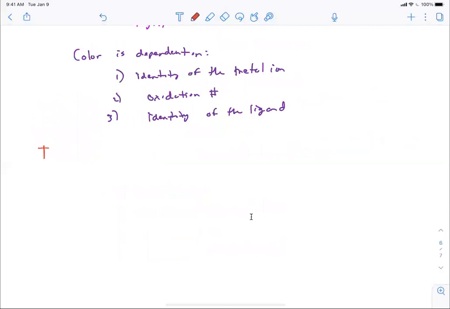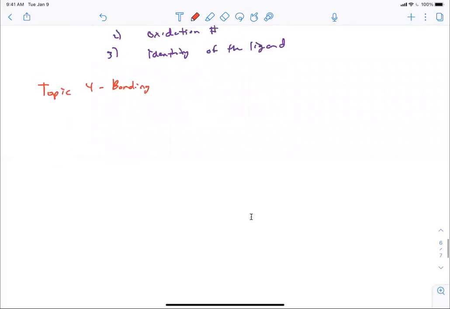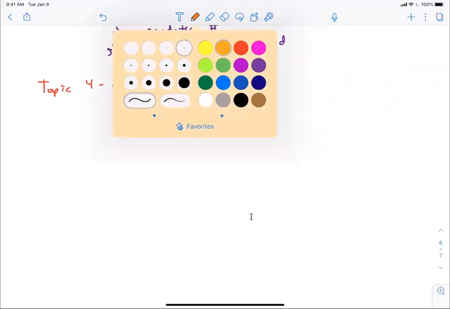We are going to go on to topic 4 now, which is bonding, which has quite a bit of memorization you need to be familiar with. You have to know, one, definitions of bonding.